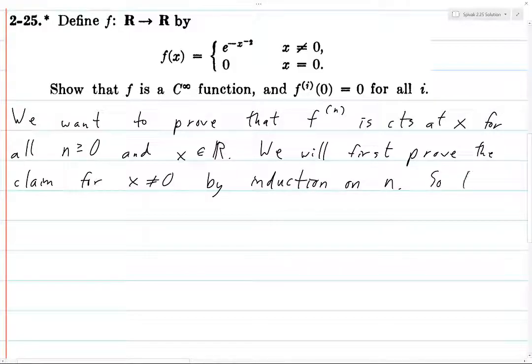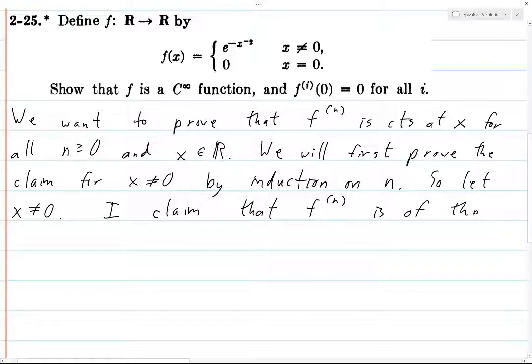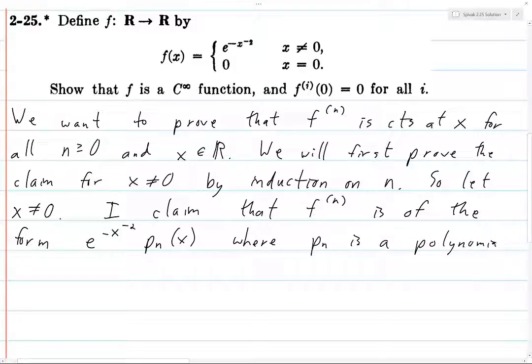So, let x be non-zero. I claim that the nth derivative of f is of the form e to the minus x to the minus 2 times Pn of x, where Pn is a polynomial. And of course it's of this form for x non-zero.